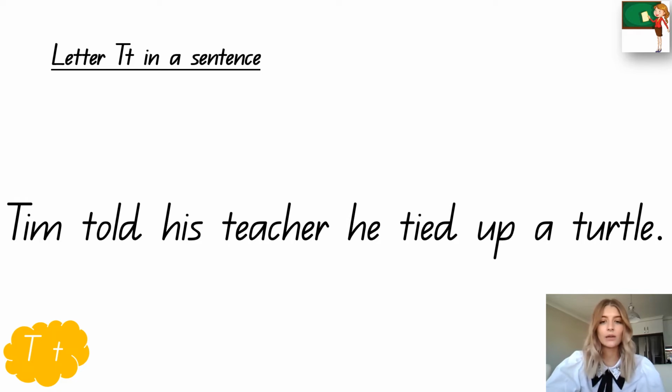Okay, now we've got our sentence. So remember, in our little yellow bubble is where we've got our capital and our lowercase t's down here to help us. I'm going to read it to you first, and then you can have a go with me. Tim told his teacher he tied up a turtle. Okay, let's read it together. You point with me as you're reading. Tim told his teacher he tied up a turtle.